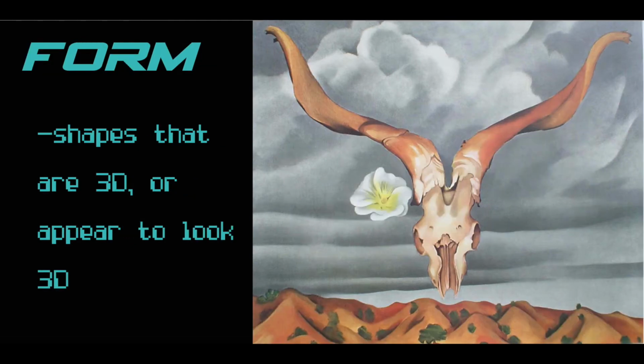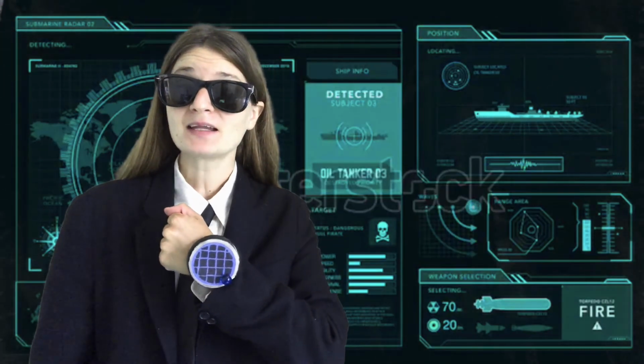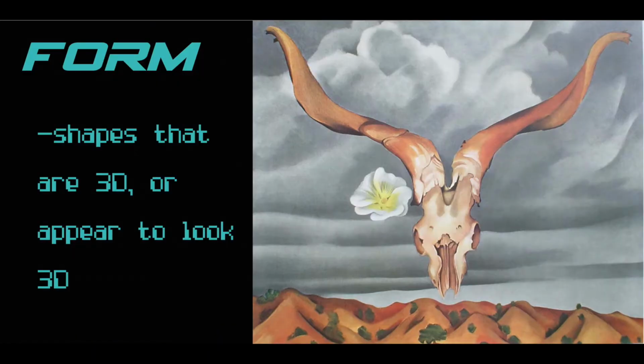Our next element that we're trying to identify is form. So our goal is to look for shapes that are either 3D or appear to look as if they are 3D. For this one, let's use our form analyzing wristwatch to see if there are any examples of form in this artwork. Now remember, this artwork is a painting, so it is two-dimensional, which means that it is not going to be an example of a real three-dimensional object.